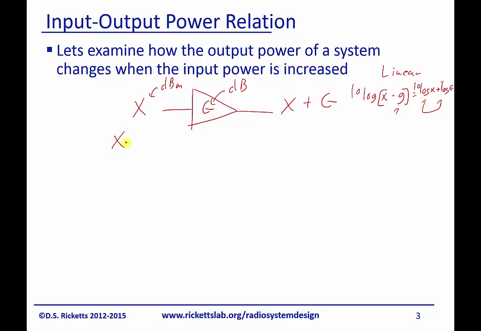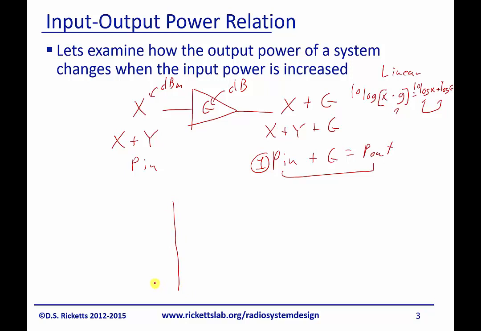So now if I come in with X plus Y, what's the output going to be? Well, it's simply going to be X plus Y plus G. And what we notice is that the output power of the amplifier is P in plus G. So you can see that there's a linear relationship between P in and P out. And most notably, the prefactor here is simply 1.